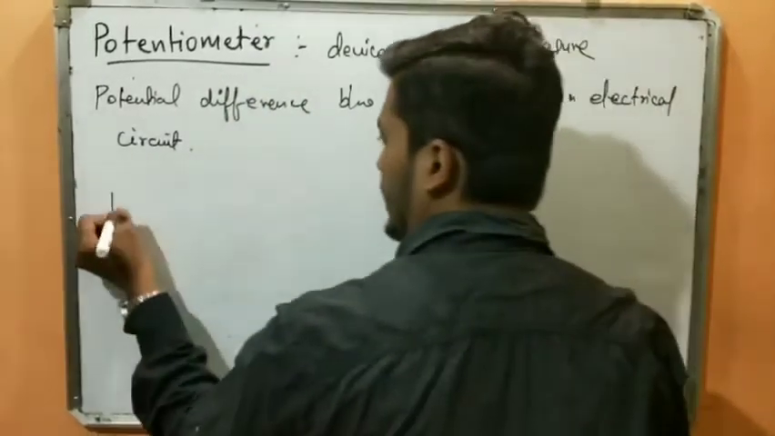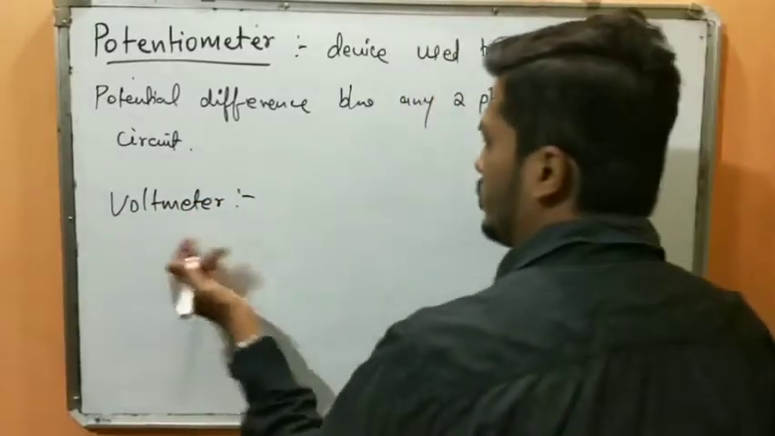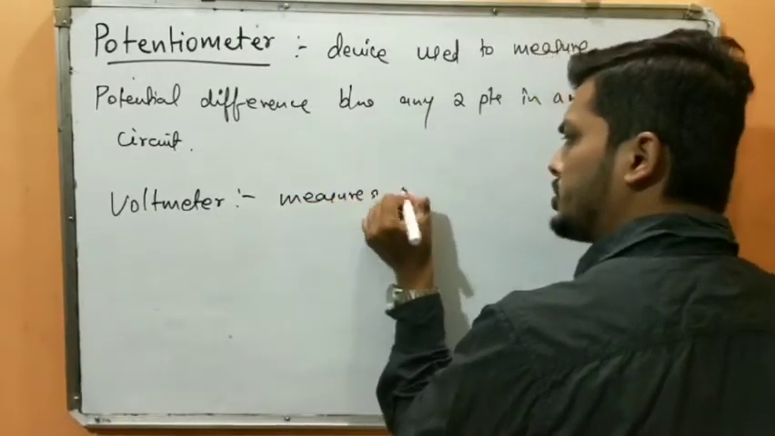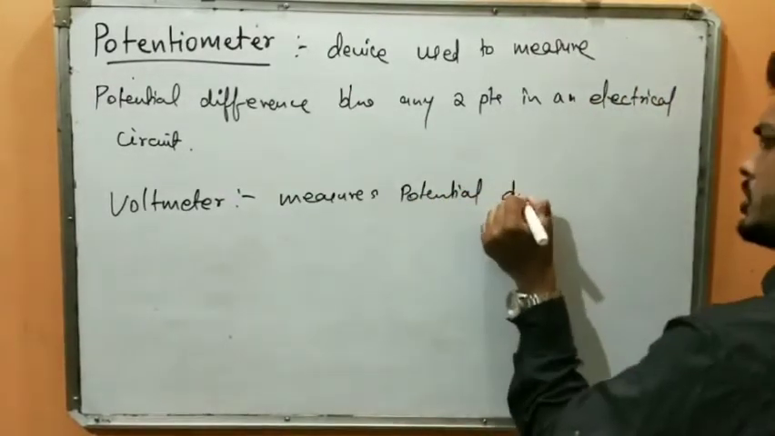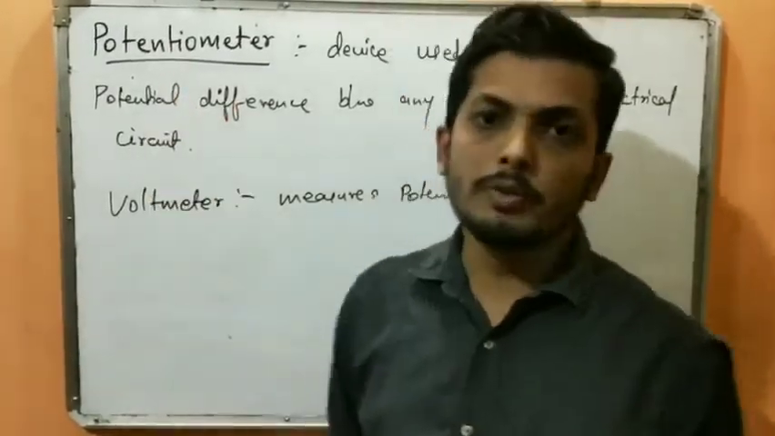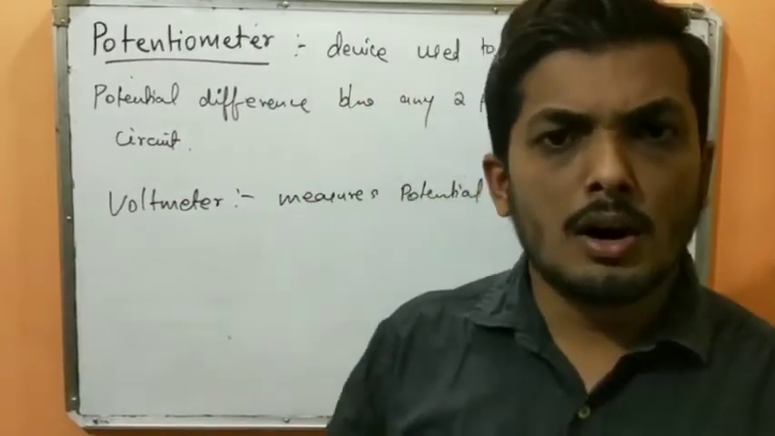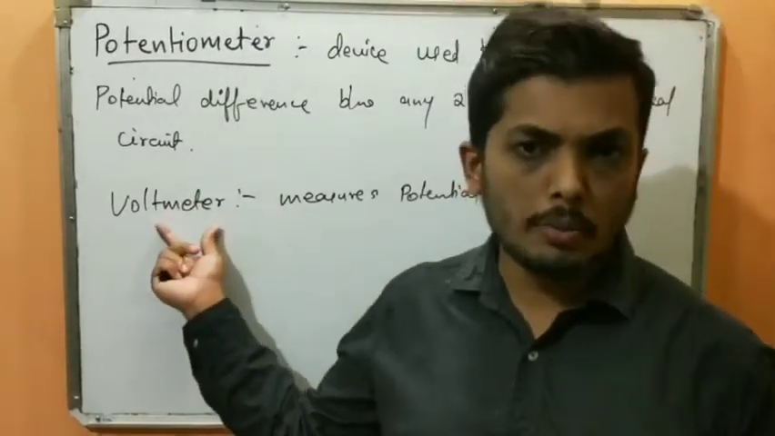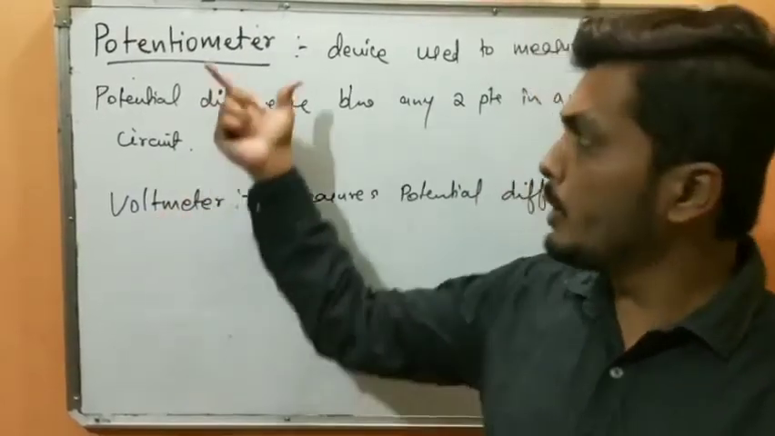Basically, what is a voltmeter? It is a device which measures the potential difference between any two points. So when we already have a voltmeter, what is the purpose of the potentiometer? The potentiometer is the most accurate instrument we have to measure potential when compared with a voltmeter. There are certain advantages of the voltmeter, which is why we widely use it.